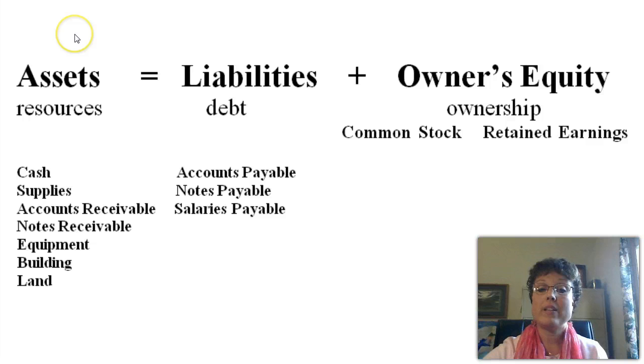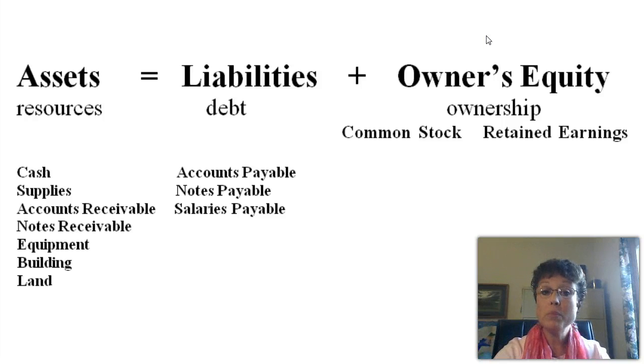You'll find that the balance sheet is simply an extension of this equation, showing the company's resources equal its debt and equity at a single point in time, whereas the income statement is going to track our revenues and expenses over a period of time.